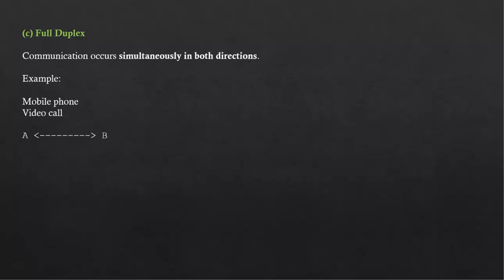And the last one is full duplex. Full duplex allows communication in both directions simultaneously. Both devices can send and receive at the same time. A common example is a mobile phone. When I am speaking, the other person can also speak and I can hear them. Both directions at the same time. So we are done with data transmission.